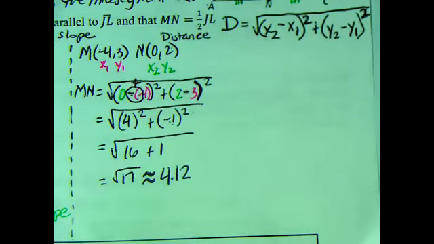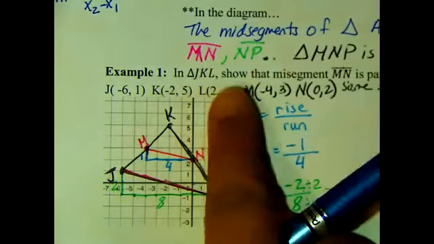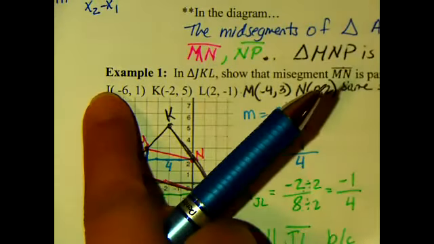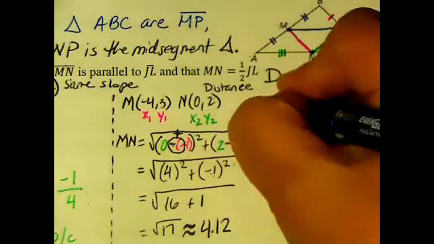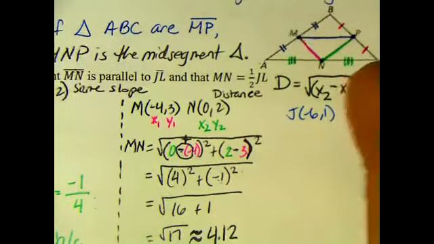Now we do the same exact thing, but we're going to now do it for JL. So now we're using the points for J and L. J is at -6 and 1. L is at 2 and -1.